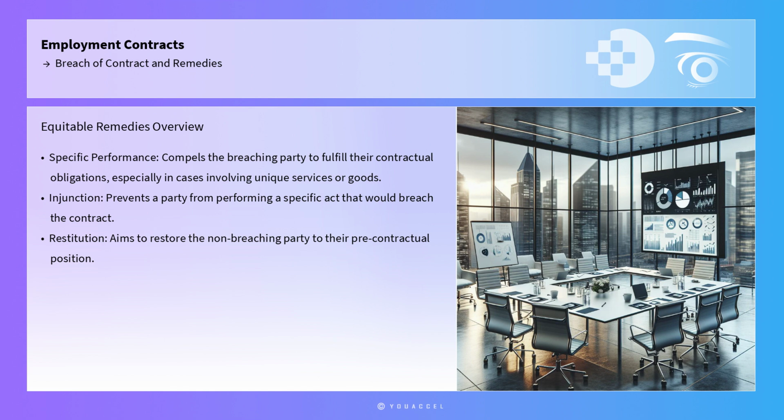Equitable remedies, on the other hand, are non-monetary and include specific performance, injunctions, and restitution. Specific performance compels the breaching party to fulfill their contractual obligations, especially in cases involving unique services or goods. An injunction prevents a party from performing a specific act that would breach the contract, while restitution aims to restore the non-breaching party to their pre-contractual position.